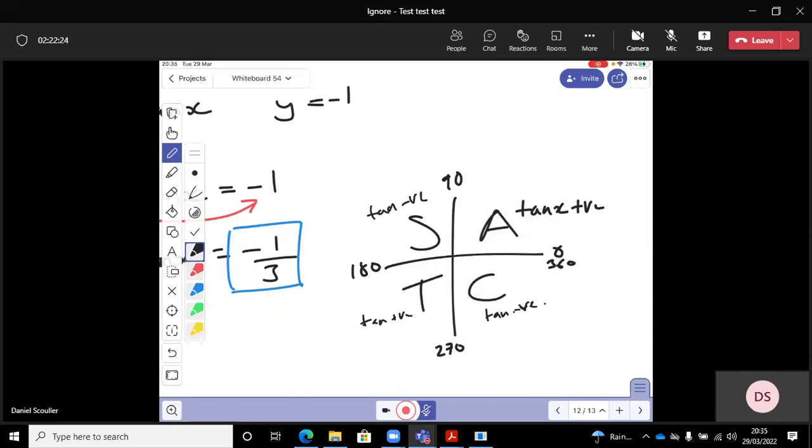So what is happening between 0 and 90 for the tan graph is positive. Between 90 and 180 for the tan graph is negative. Between 180 and 270 is positive. 270 and 360 is negative.